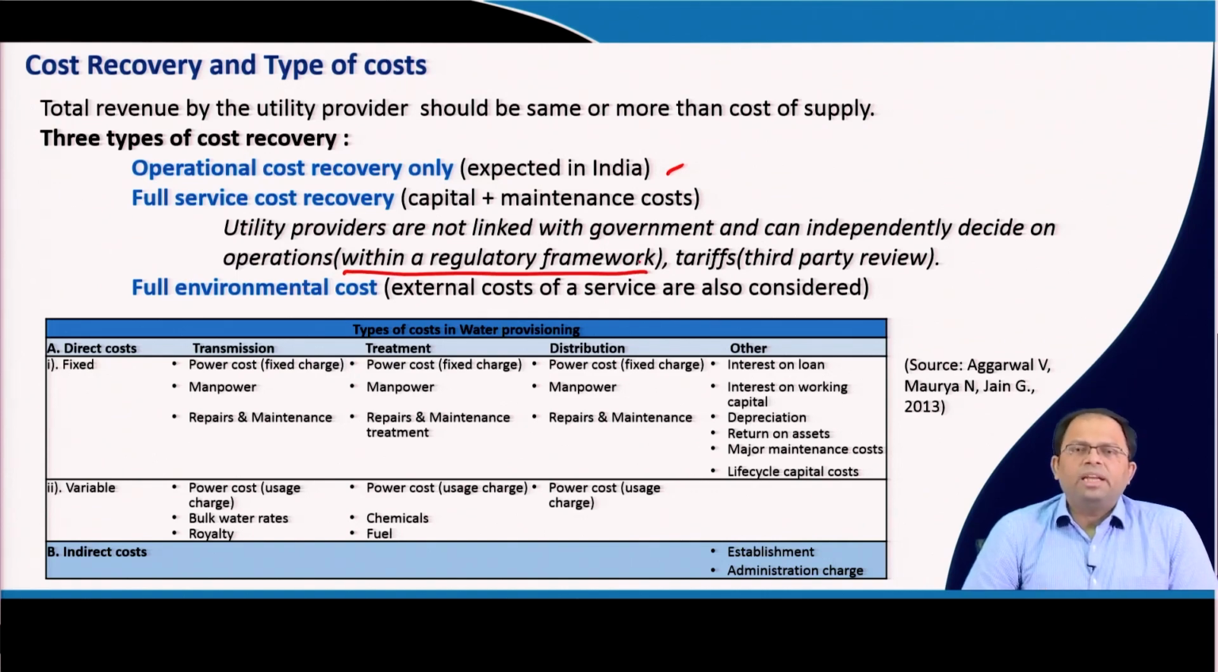So eventually in India also, if we go for this full service cost recovery model, we have to have regulatory frameworks determining what sort of service delivery has to be provided, and there has to be a third party review of tariffs. That means a third party review determines whether the tariff setting by this private entity or company providing water supply services is right or wrong. Or what kind of subsidies could be given could also be determined by this third party review. So this is what the full service cost recovery model would look like eventually.